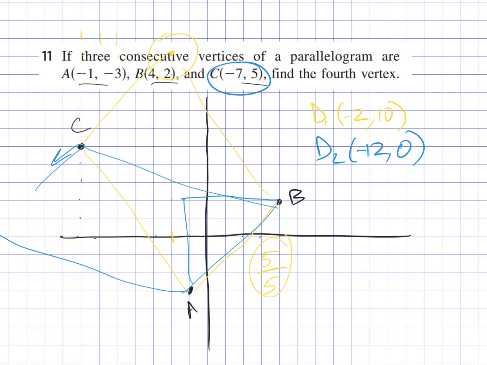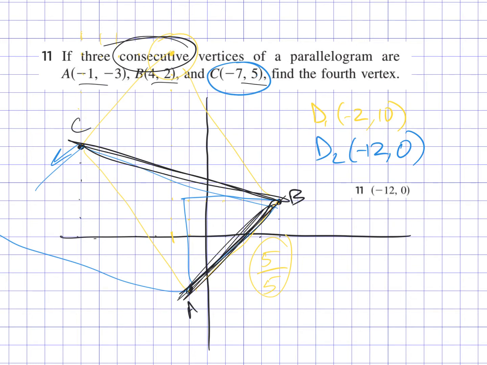Okay, let's move on. The reason they gave only one is because it says it's consecutive vertices. Given 3 points, there are 2 possibilities for a parallelogram. But if you're looking at consecutive, it goes A to B to C. So this is the actual parallelogram you're looking at. So D sub 2 is the one they wanted.